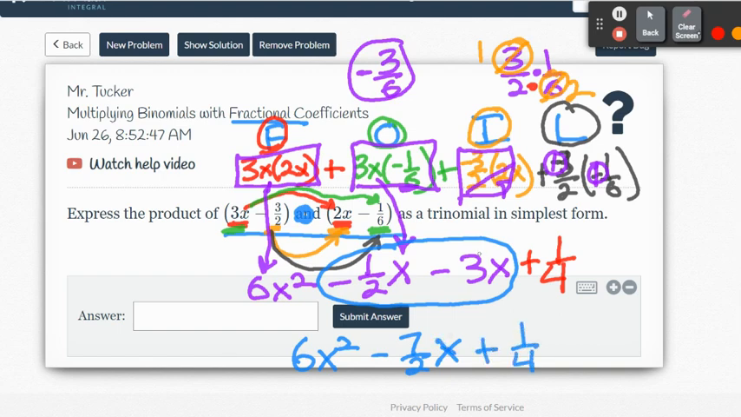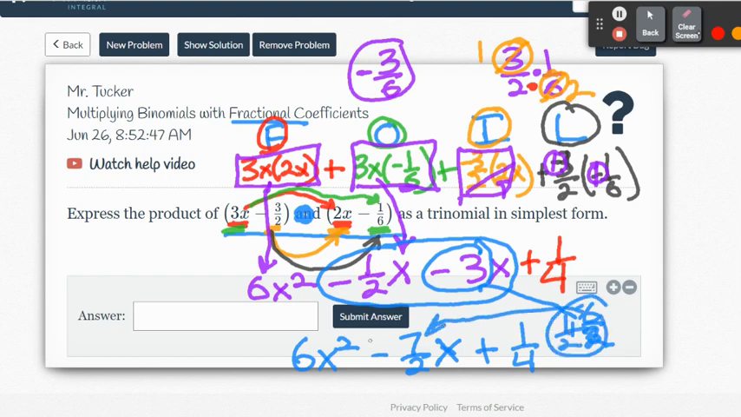Now, the quick math that I did there was I multiplied 3 times 2 in my brain. I said that's really just 6/2, and then I needed to add one more half to it, which is where I got my 7/2. So negative 3.5, whatever. 6x squared minus 7/2 x plus 1/4.